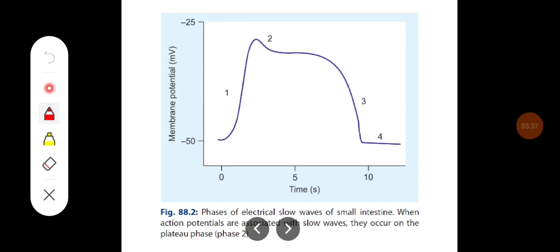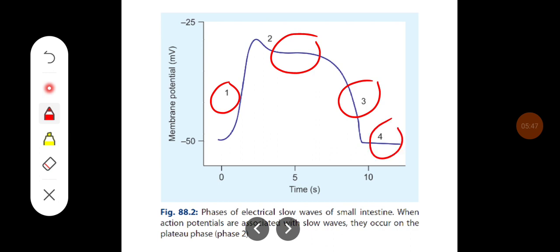The first phase is depolarization. The next is the plateau phase, then repolarization, and coming back to the normal resting membrane potential. So these are the electrical waves of the small intestine.